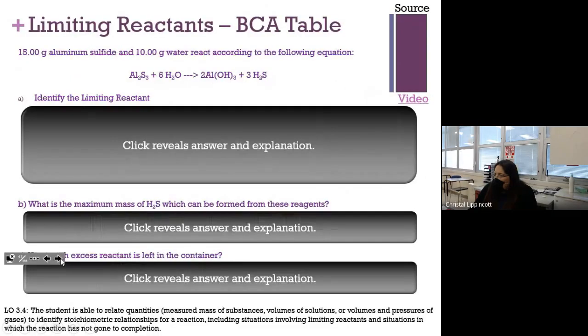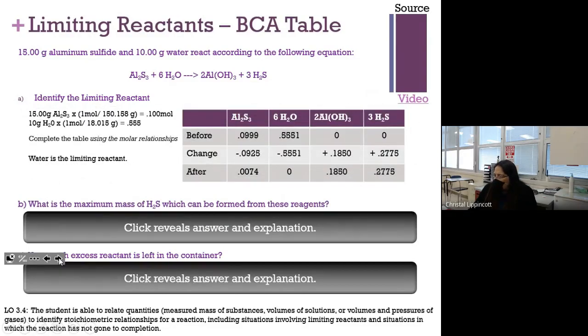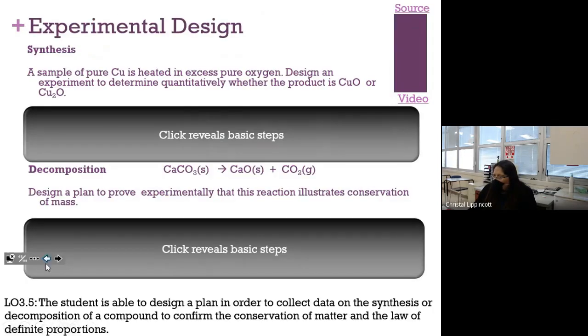All right. This is the same one, I think. Oh, wait a minute, this is just the before, change, after approach that I do. They just had separate ones in there. So a pure sample of copper is heated in excess oxygen. Design an experiment to quantitatively determine if the product is CuO or Cu2O, and then design a plan to prove experimentally that this reaction illustrates conservation of mass.